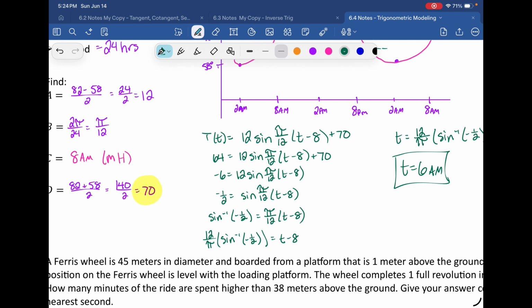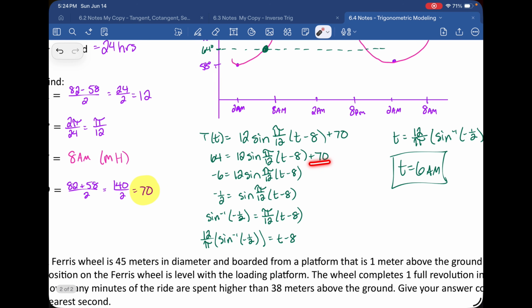The hardest part, unfortunately, is going to be the algebra here, because you have to figure out how to get that t out of the argument. We subtracted 70, divided by 12, took the inverse sine. The inverse sine cancels this. Multiply by 12 over pi, that's going to get rid of the pi over 12. And then added 8.